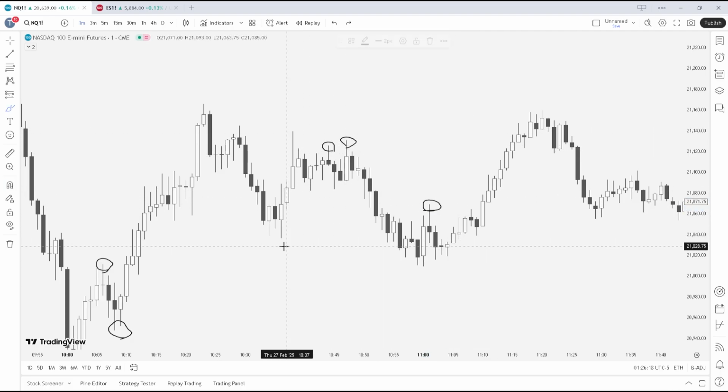So that makes it an intermediate term high. And if we take a look at this low right here, this is an intermediate term low because we have a short-term low right here and a short-term low right here. So the short-term low to the left and the short-term low to the right are higher than this one in the middle. So that makes it an intermediate term low.